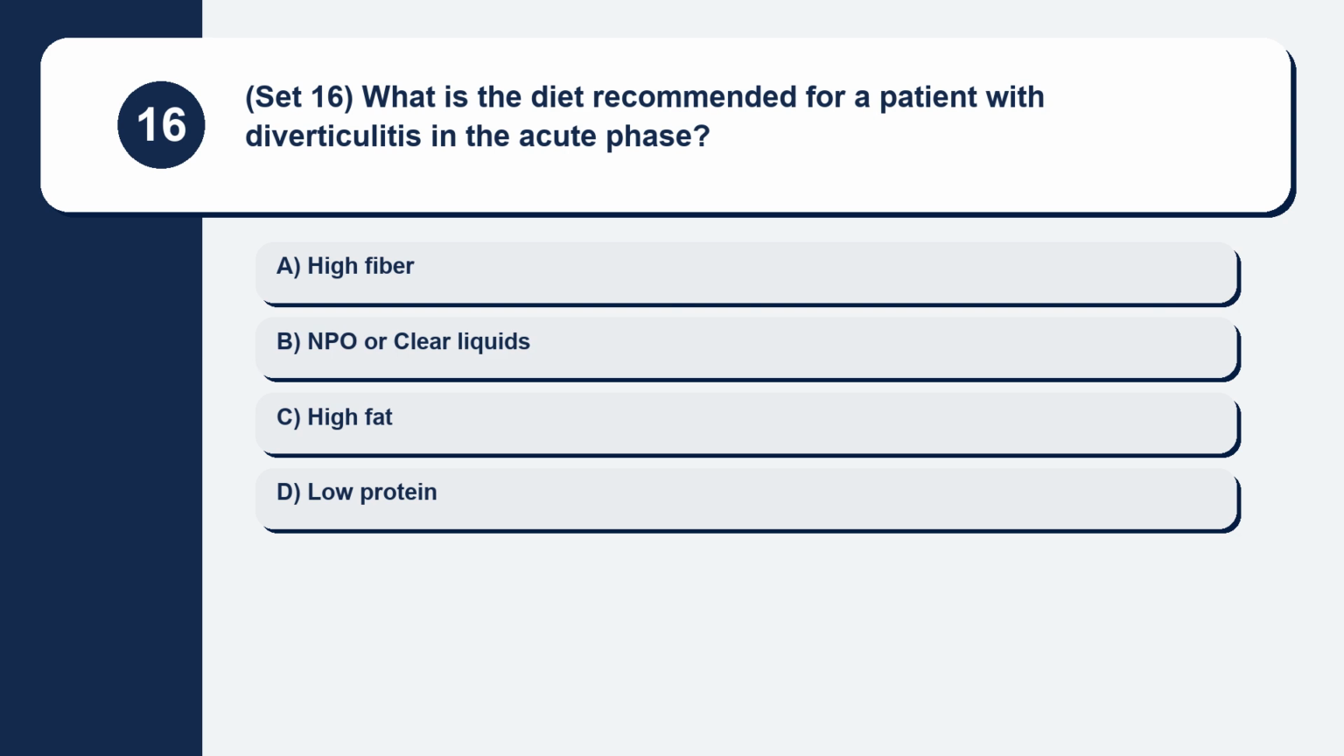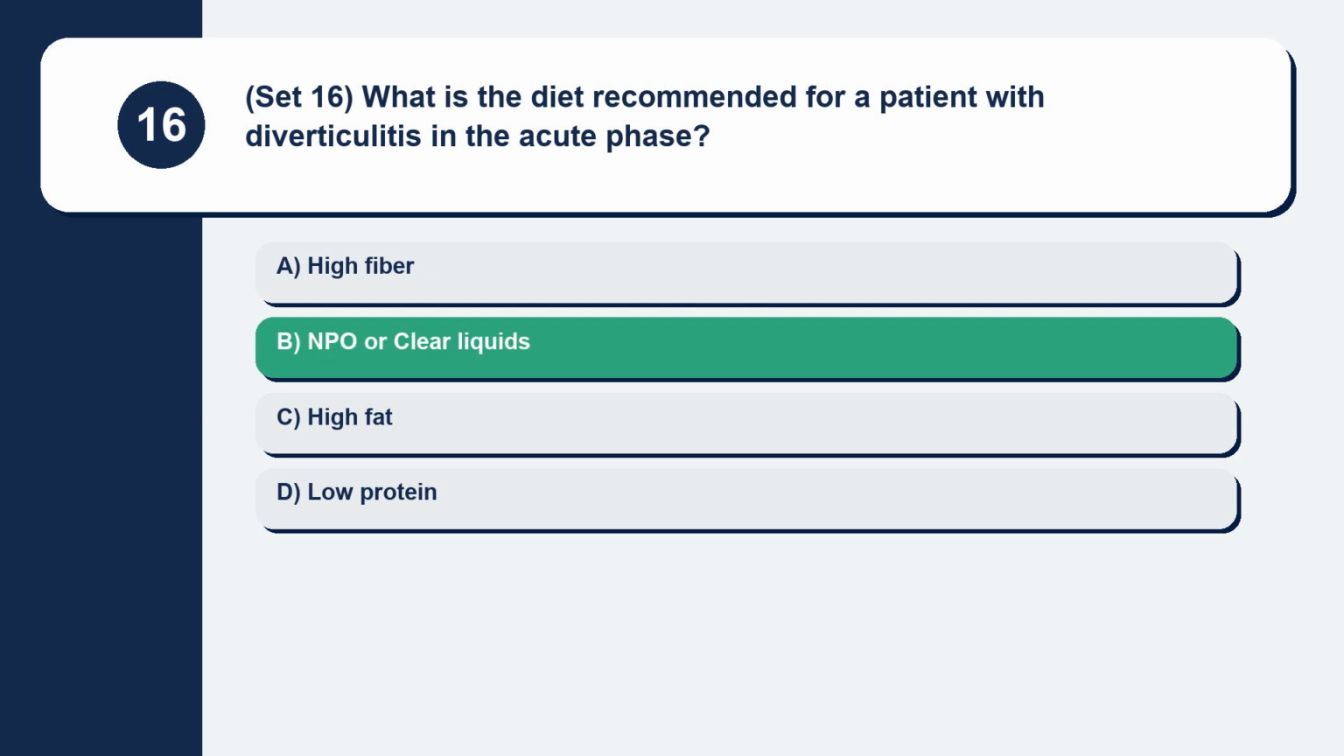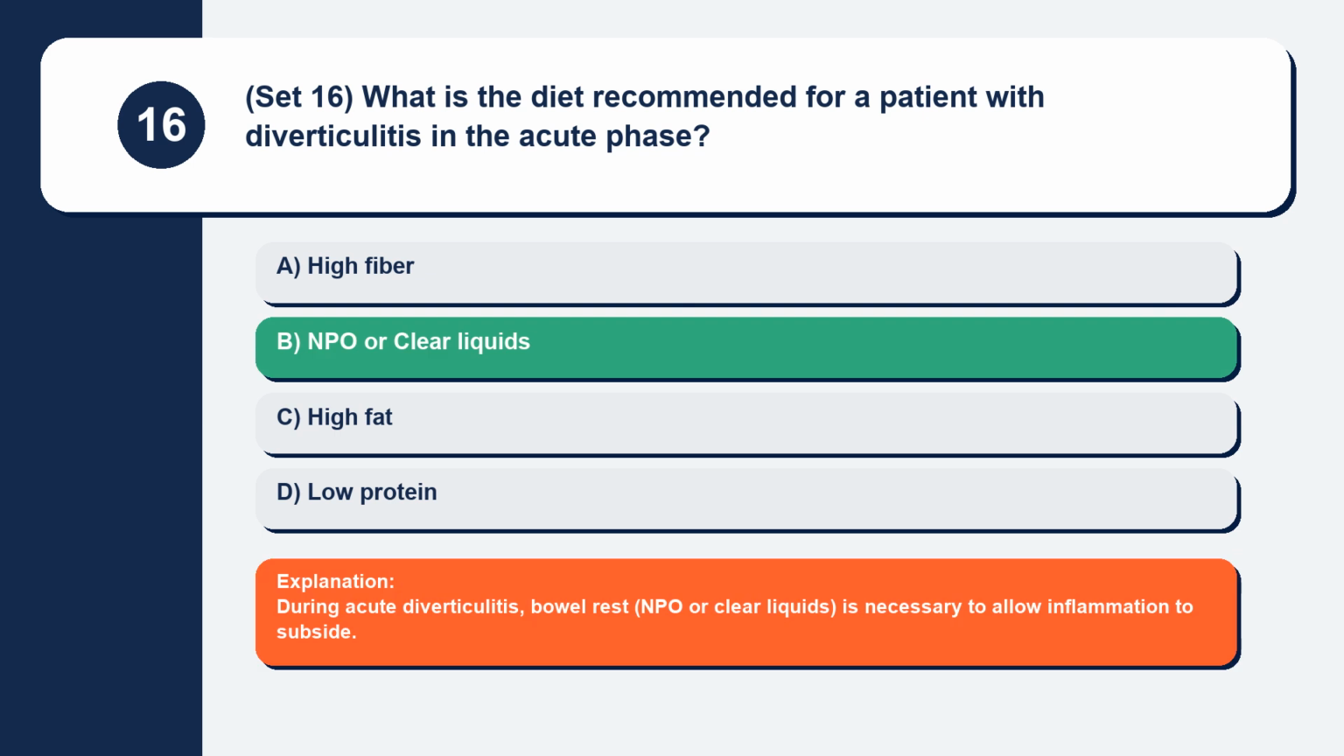Question 16. Set 16. What is the diet recommended for a patient with diverticulitis in the acute phase? High fiber, NPO or clear liquids, high fat, low protein. During acute diverticulitis, bowel rest, NPO or clear liquids, is necessary to allow inflammation to subside.